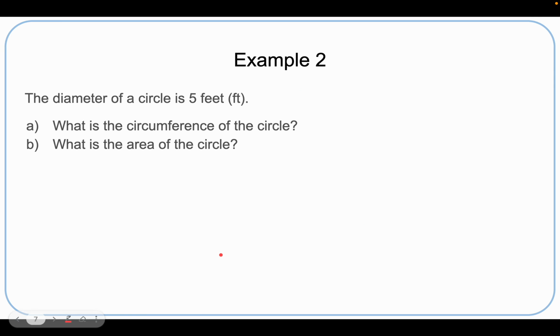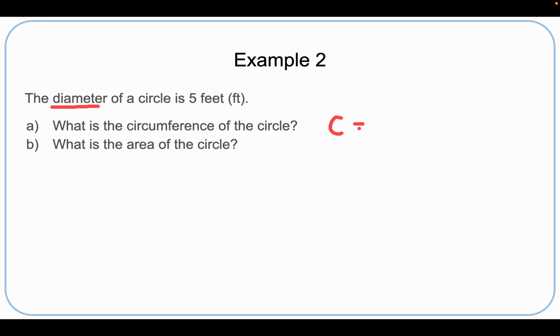Okay, second example. The diameter of a circle is 5 feet. Now diameter, again, is going all the way across that circle. That's the chord that goes across the center through the center of the circle. And that is 5 feet. So what is the circumference of the circle?